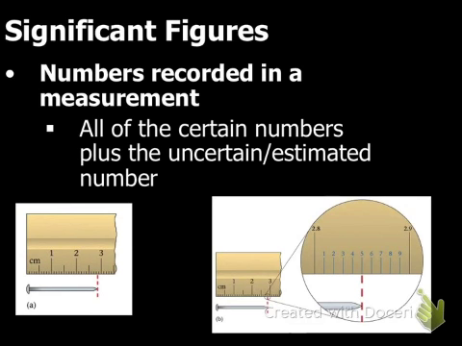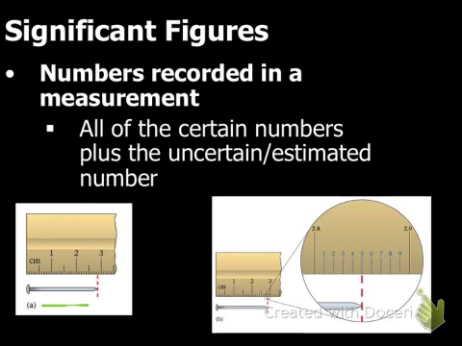So for example, if we look at this ruler down here, you can see that the ruler measures in centimeters, and it measures to the tenth of a centimeter. If we look at this nail that we're measuring, we know for certain it's between 2.8 and 2.9. So a significant figure is all of the certain numbers plus an uncertain or estimated number. Anytime you take a measurement, you have to be careful to include that estimated number, because what you write down as your measurement is communicating something about the measurement device that you used to take that particular measurement.